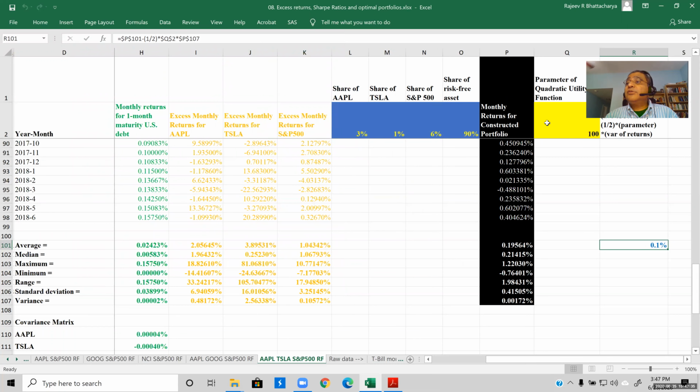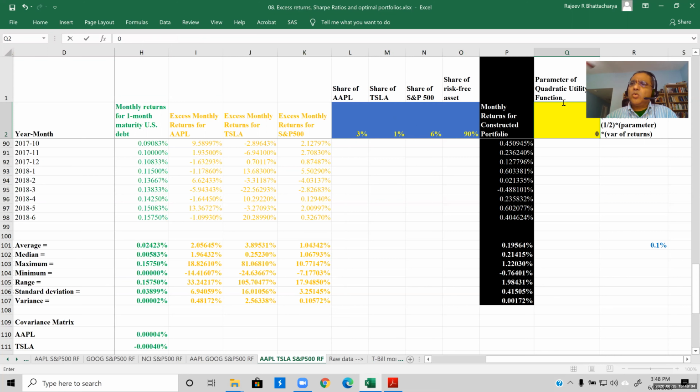So if you are very risk averse, if the parameter of your quadratic utility function is 100, then not surprisingly, you have very little portion of your money in Tesla. You have higher proportion of your money on Apple because it has lower volatility. The market index has even lower volatility, so it gets 6%, but the risk-free asset, which is very low volatility, gets almost all of your money.